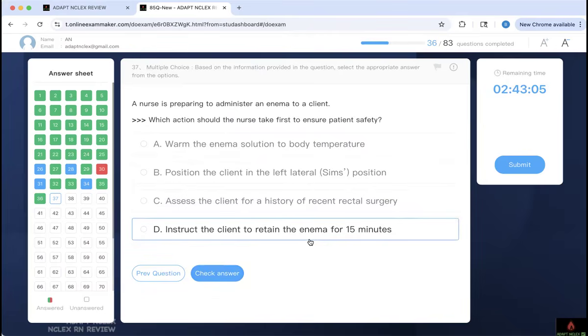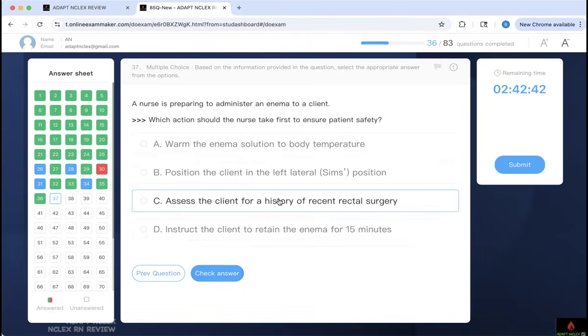The nurse is preparing to administer an enema to a client. Which action should the nurse take first to ensure patient safety? Warm the enema solution to body temperature. Position the client in the left lateral position. Assess the client for history of what? Recent rectal surgery. Instruct the client to retain the enema for 50 minutes. It's prioritization. Which one is safe? It's better to know if the patient had rectal surgery before you put the enema there. The rest are all expected, but this is a priority. If they have rectal surgery, no enema.